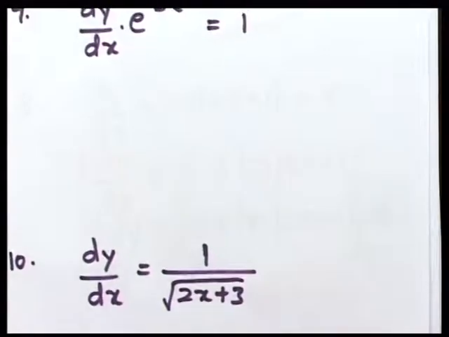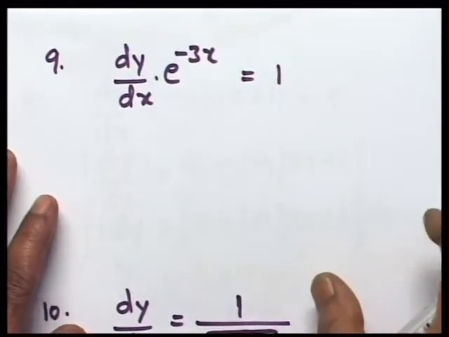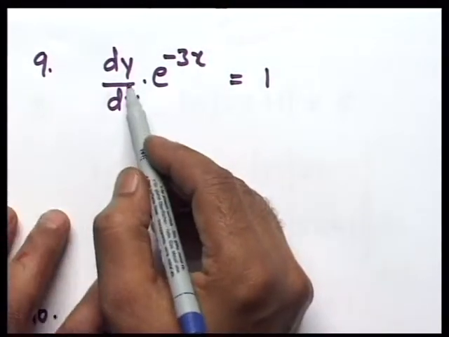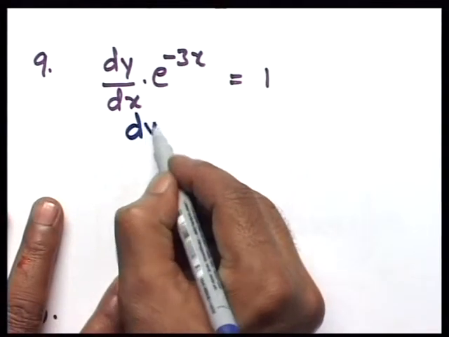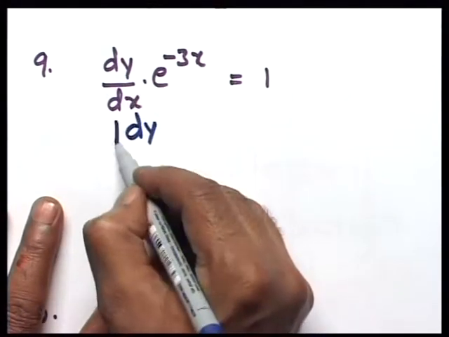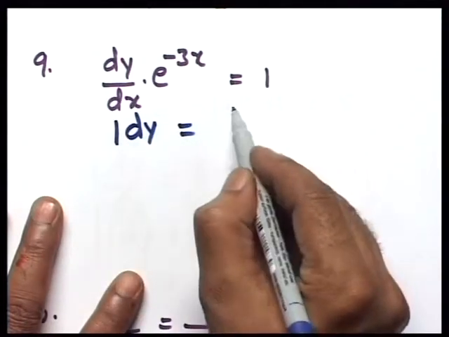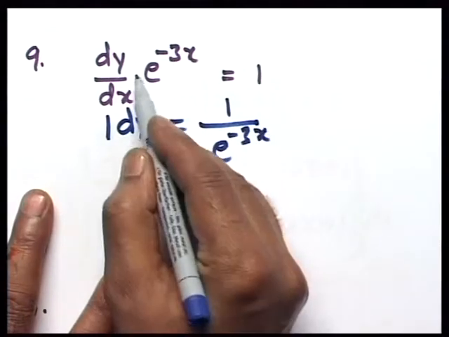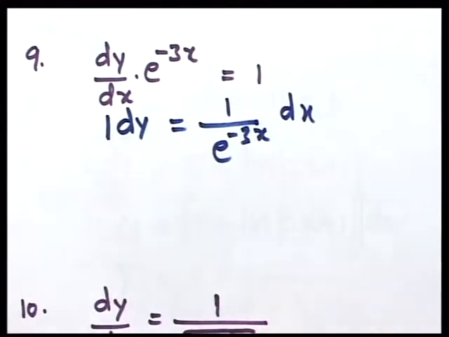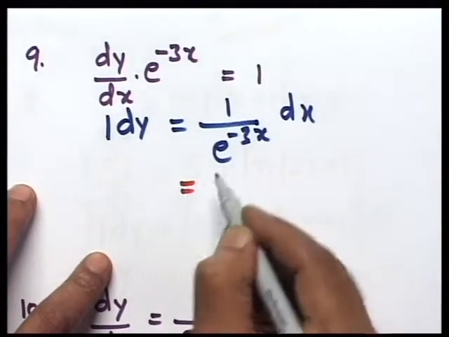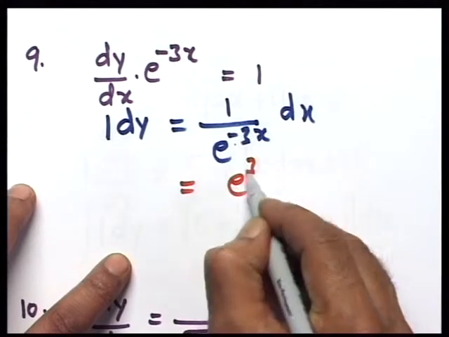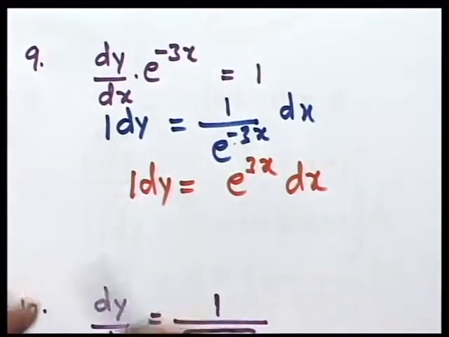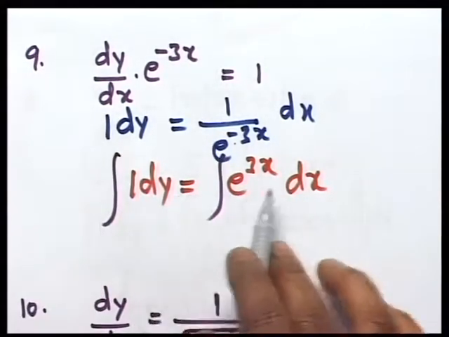This one, question 9, fancy it, right? dy over dx times e to the minus 3x equals 1. Let's see, keep the dy over dx first, or maybe dy 1 and transfer the dx there. It's 1 divided by e to the minus 3x, that's a times sign, and dx. Nice question. Take this to the top, that's the easier way to do. dx is there and 1 dy is there.